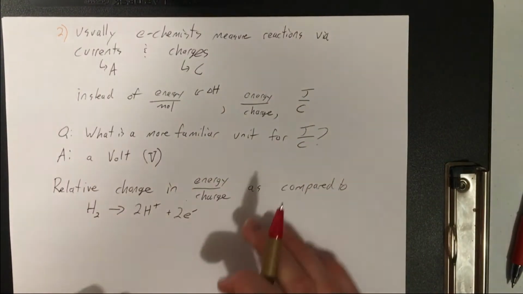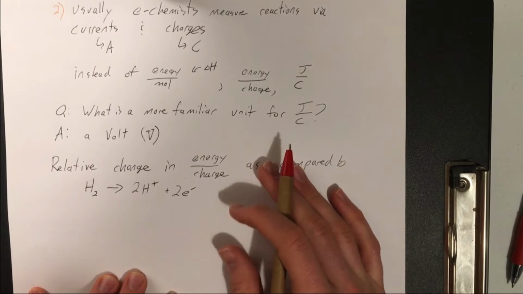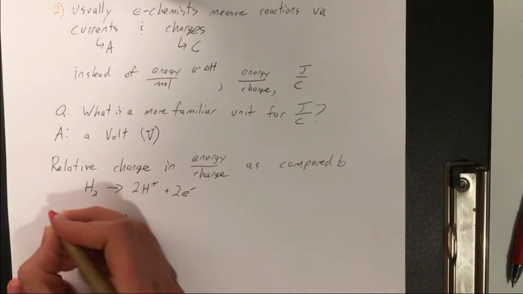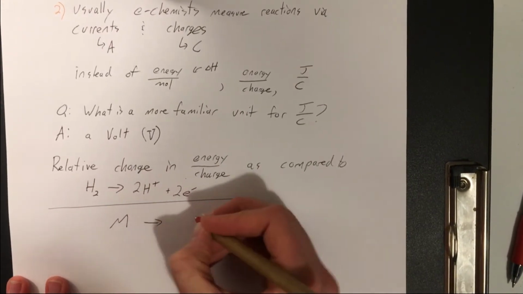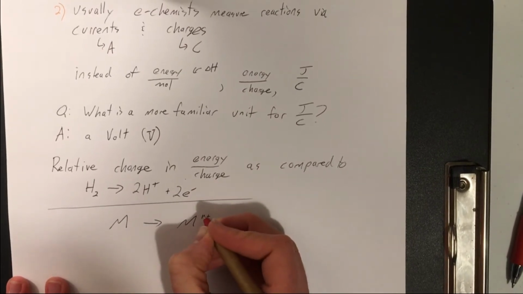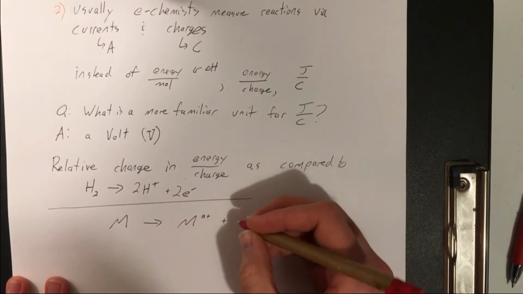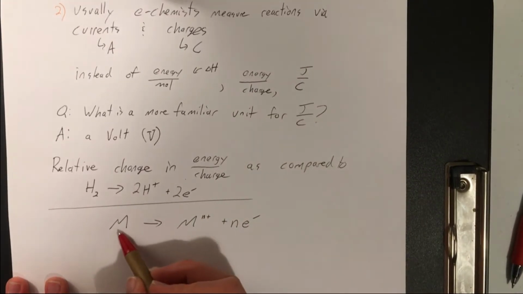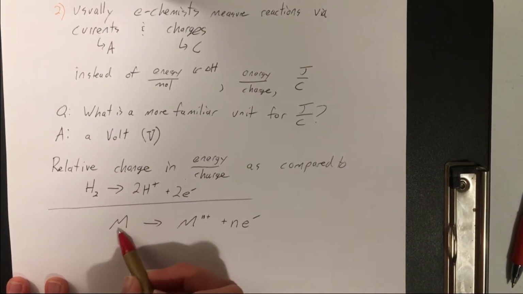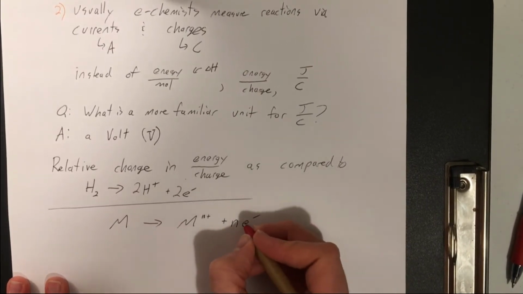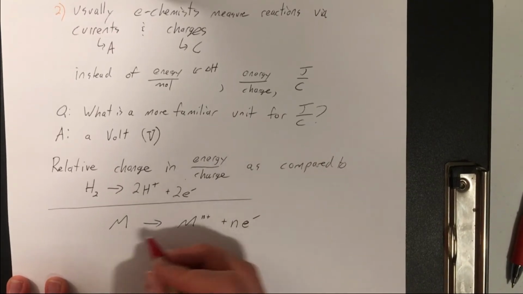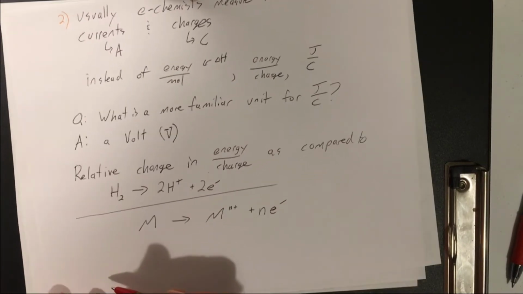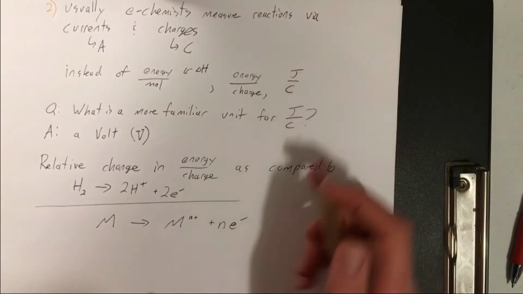So with this in mind, let's take a step back and consider a metal becoming an ion with electrons now. So we have this metal, and this metal becomes an ion with some positive charge, and an equal number of electrons are produced. Depending on how much energy per unit charge it takes to pull these electrons off, the more energy it takes, the less favorable this reaction is likely to be. If the less energy it takes, the more likely this reaction is to occur.